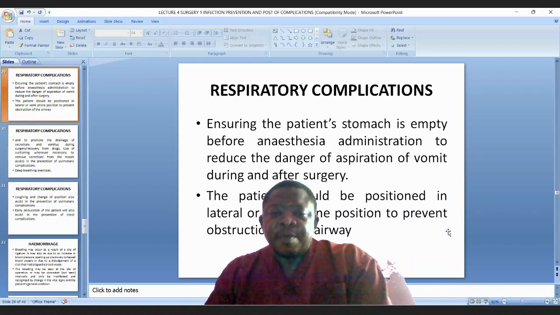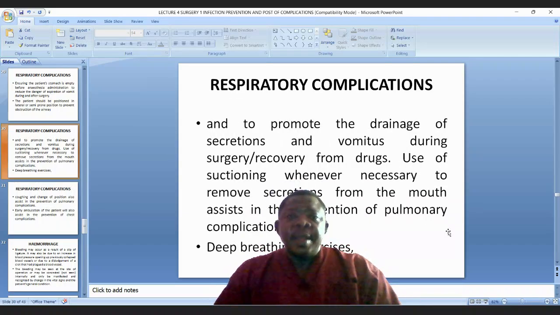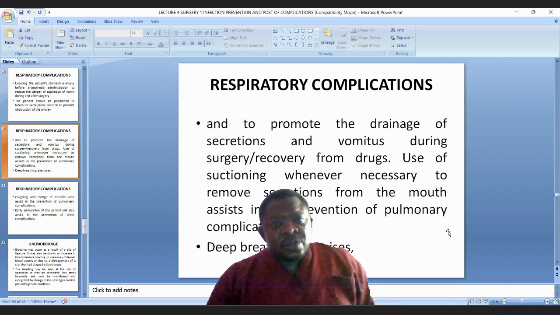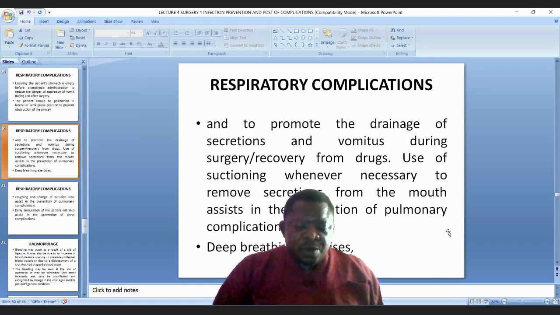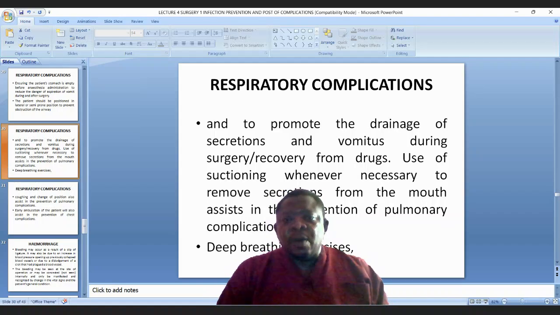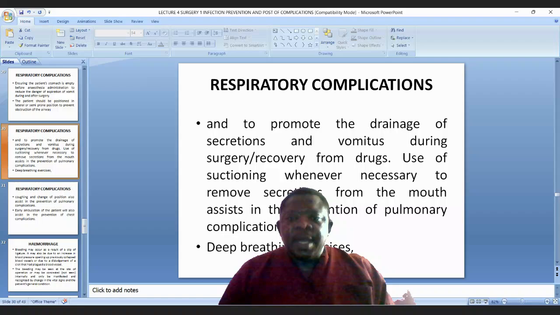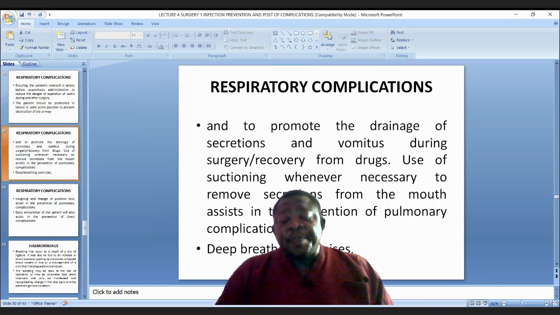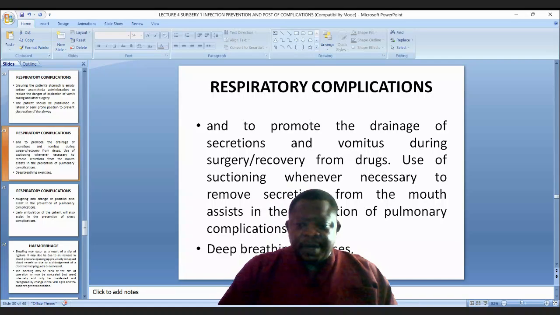And of course, it will promote drainage as we have mentioned, and deep breathing exercises are some of the exercises that you can encourage the patient to do post-operatively. Deep breathing will improve oxygen going to the tissues as the patient recovers post-operatively. So with that, we can now look at other complications that we see post-operatively.